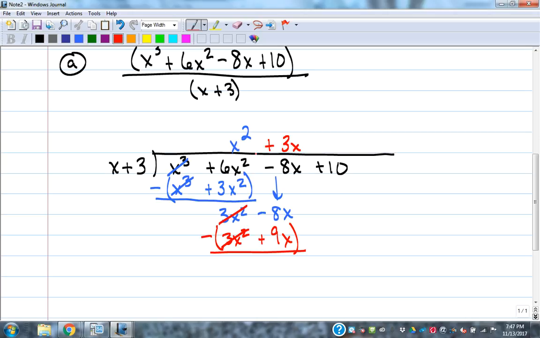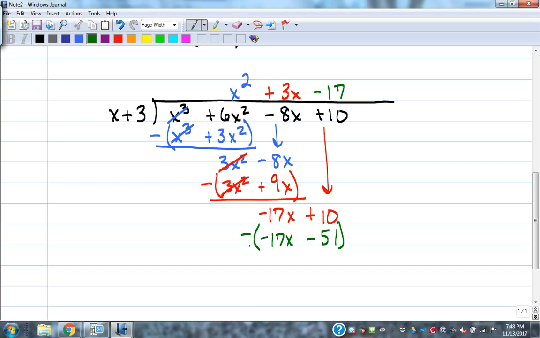Okay. Then you do the subtraction. What's negative 8 minus 9? Negative 17x. And then what do you do with that 10? Bring it down. Then we look at the 17x. What times x would get me negative 17x? Negative 17. Distribute. Negative 17 times x, negative 17x. Negative 17 times 3, negative 51.